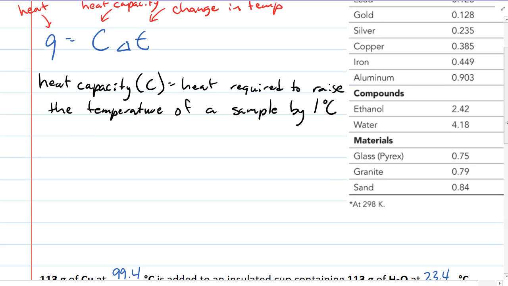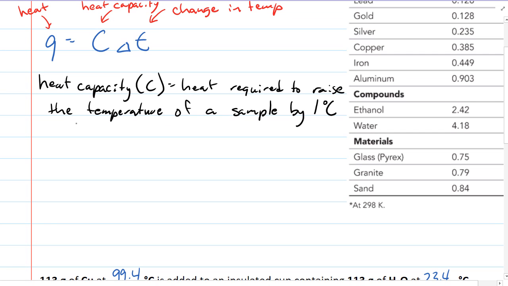And we label the heat capacity in units of joules per degree Celsius. So again, heat capacity is measured in joules per degree Celsius because again, that's the amount of heat. Heat is measured in units of joules, and temperature is in degrees Celsius, so again, joules per degree Celsius.